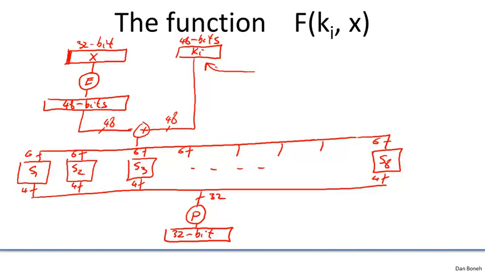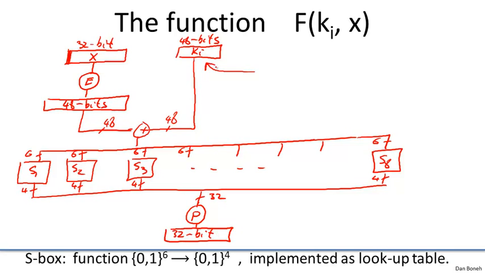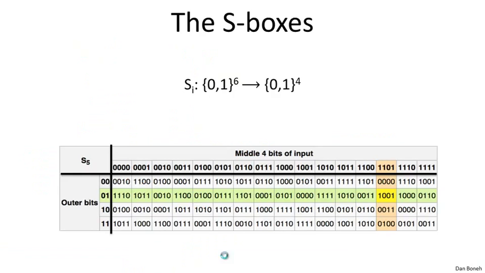Now, the only thing that's left to specify are these S boxes. So the S boxes literally are just functions from 6 bits to 4 bits, and they're just implemented as a lookup table, right? So describing a function from 6 bits to 4 bits basically amounts to writing the output of the function on all 2 to the 6 possible inputs. 2 to the 6 is 64, so we just have a table that literally contains 64 values where each value is 4 bits.